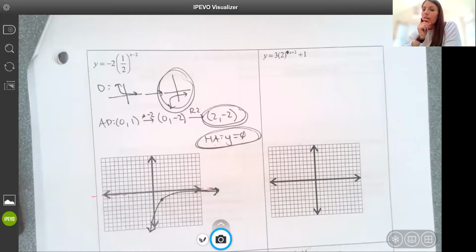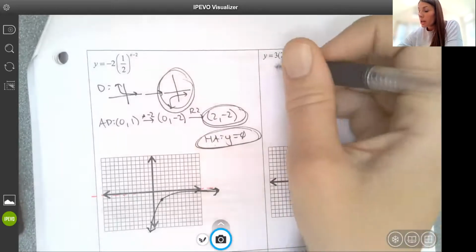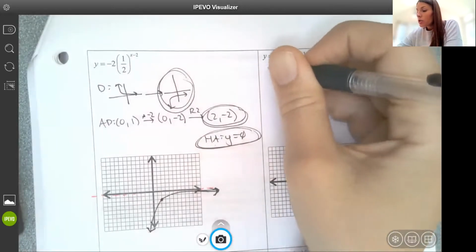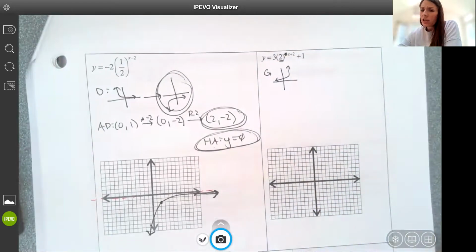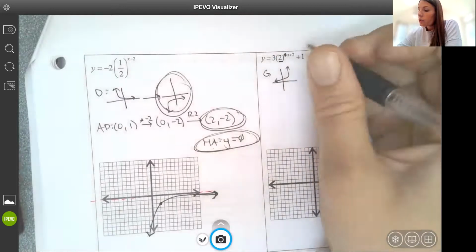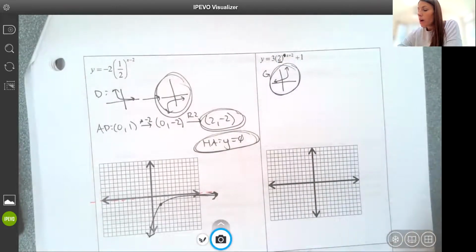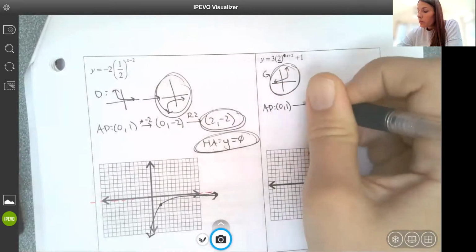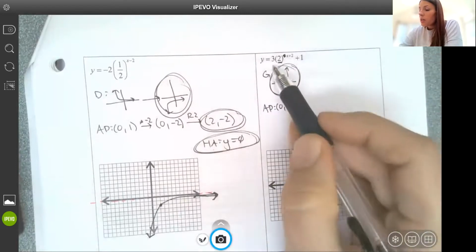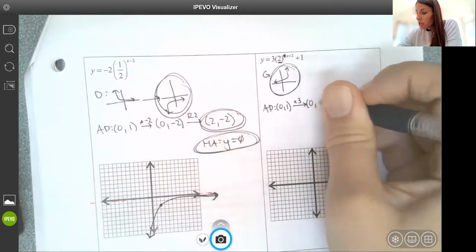Okay, so hopefully you've done the next few graphs. I'm just going to talk through it as I go, and you can check your work as you go. So my base here is 2, which tells me that I have growth. There's no flips, so I know this is going to be the shape of my graph. For my anchor point, starting at 0, 1, first thing I see is a multiple of 3, which changes it to 0, 3.